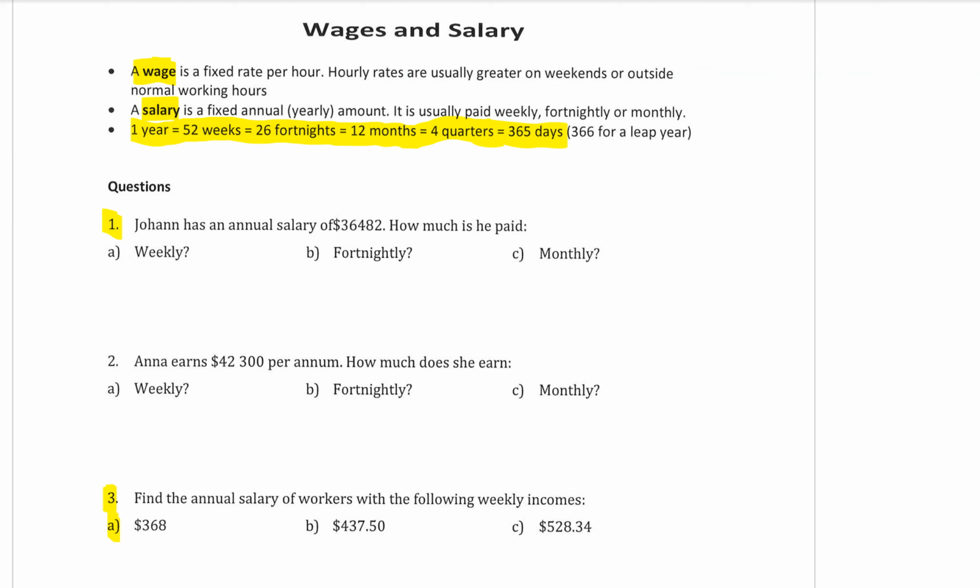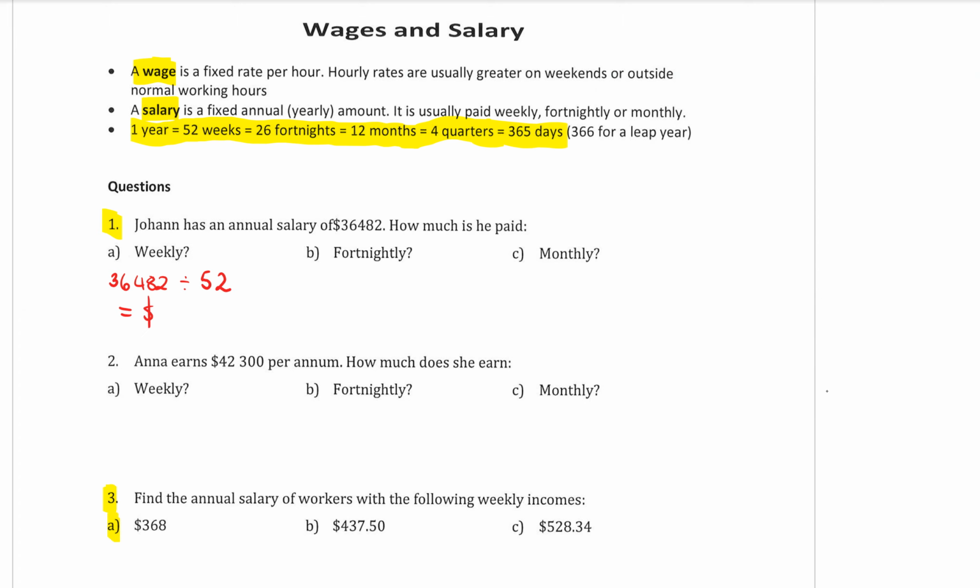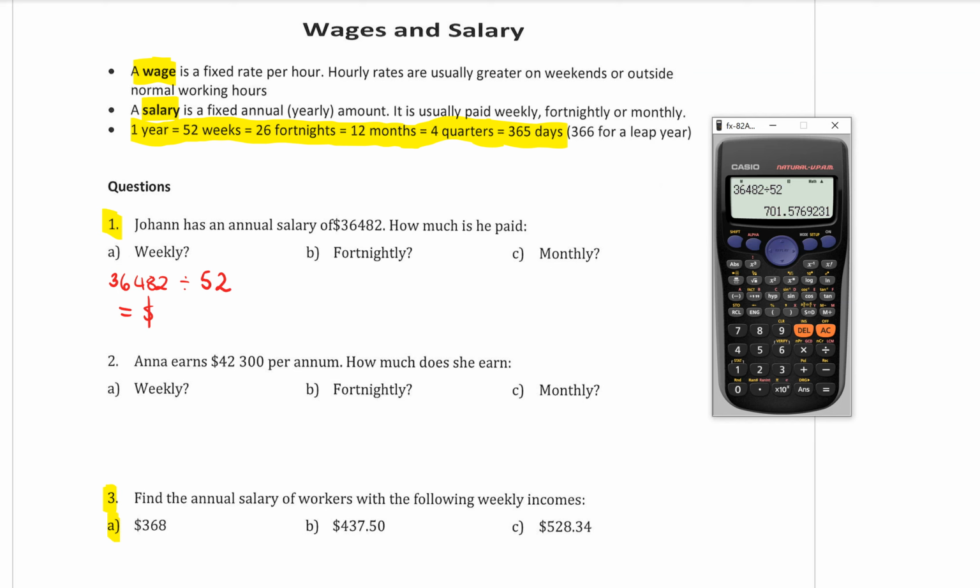Okay, so if that is his annual salary, annual means his yearly salary, then what I need to do is take that salary, and if I want to know what it is weekly, I would divide by the number of weeks. There's 52 weeks in a year. So 36,482, and if I divide by 52, that tells me that he gets $701.58.